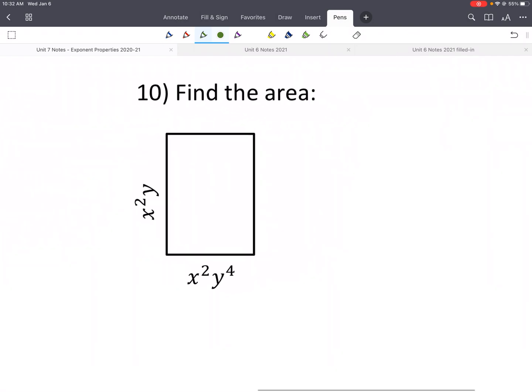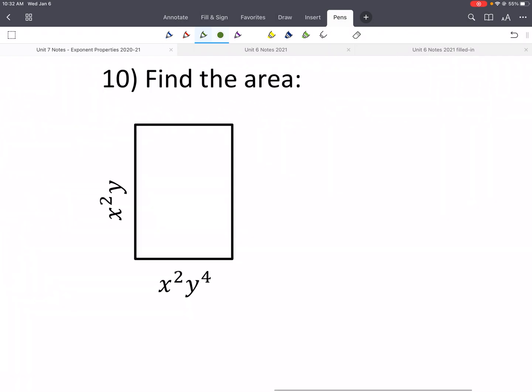So give this one a try. We have 2 variables. Just remember that you can only combine if they have the same base. So here I'm going to say this will be my length, this will be my width. So area is equal to length, so that's x squared y, times our width, which here is x squared y to the 4th.